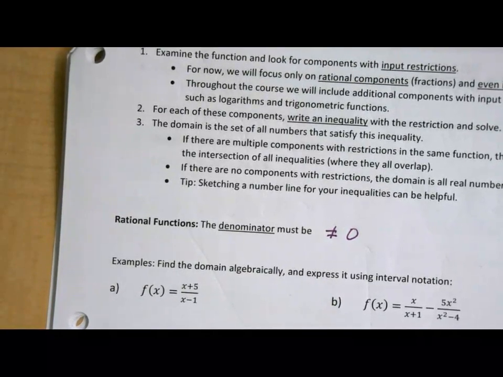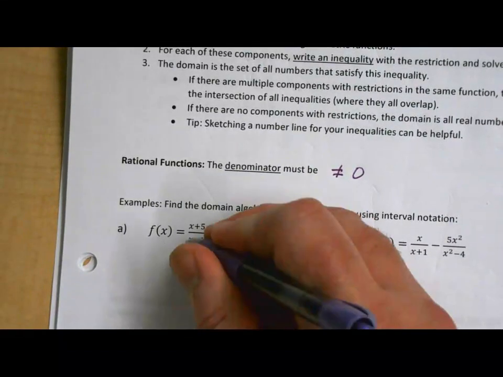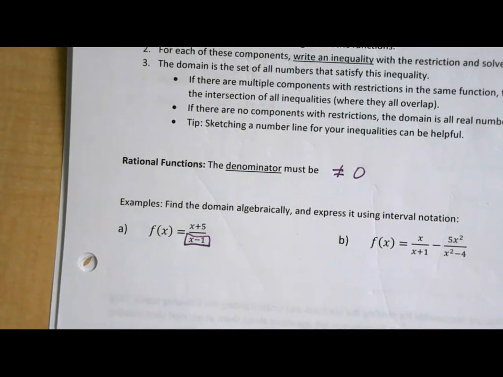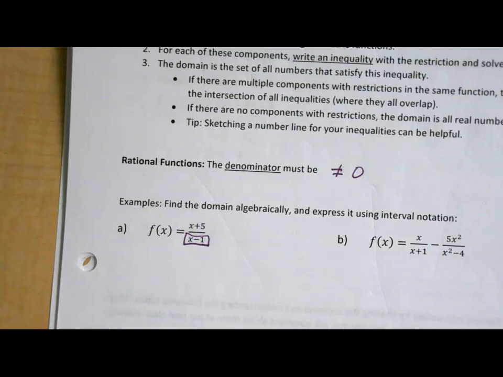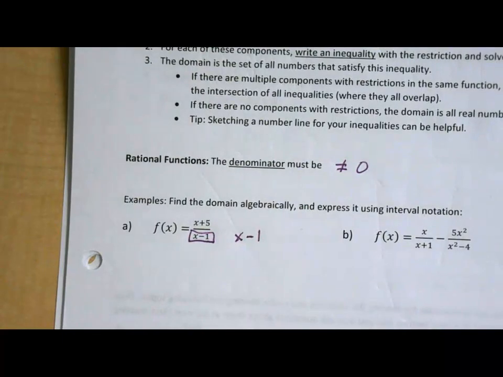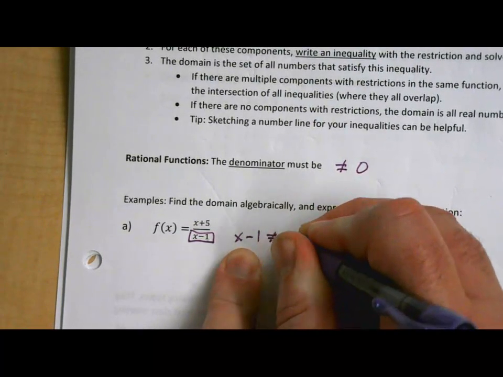As long as we make sure that the denominator is not equal to 0, then we're good to go. So let's look at this first example. I'm looking through here. I see a fraction. My eyes go immediately to this denominator, x minus 1. I'm going to take that thing that's in the bottom, that's the part that has the restriction, I'm going to rewrite it and I'm going to apply the rule to it. This fraction is going to be just fine as long as x minus 1 is not equal to 0.